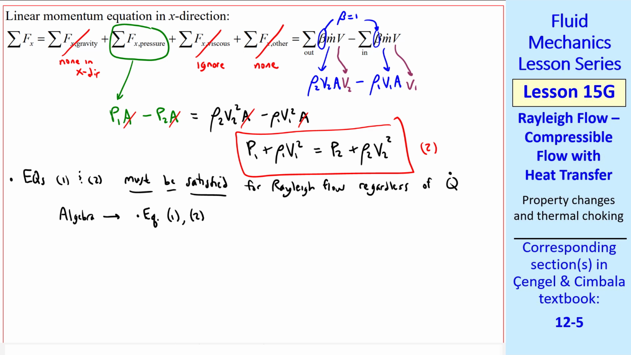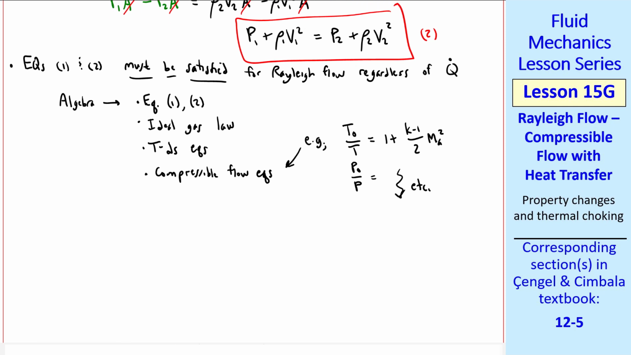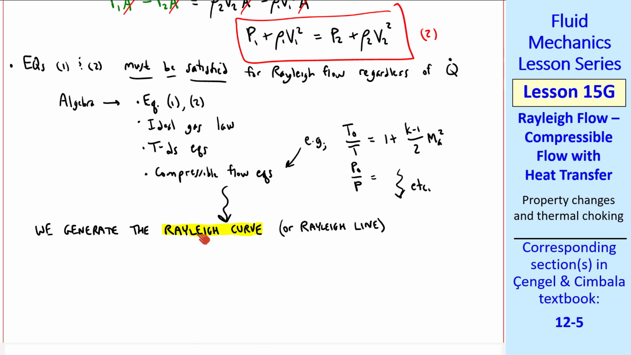It takes a little bit of algebra, which I won't show, but I'll summarize as we start with equations 1 and 2. We apply the ideal gas law. We also need the T ds equations from thermo and some other compressible flow equations from previous lessons. For example, T naught over T, the stagnation temperature over the static temperature, similarly P naught over P, etc. Combining all these equations and doing some algebra, we generate the Rayleigh curve, which some people call the Rayleigh line. I prefer curve since it's not a line, it's a curve.